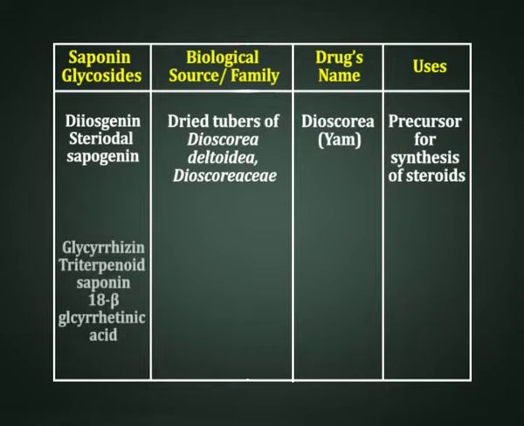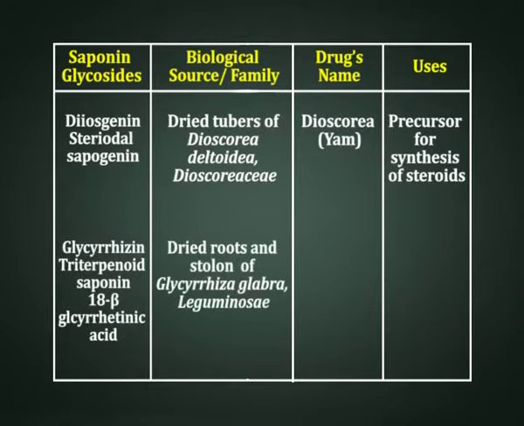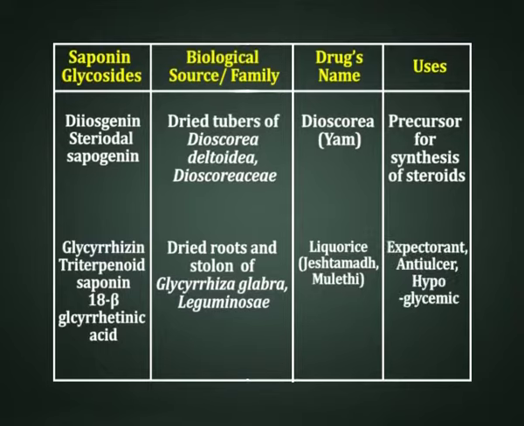Once again, we have glycyrrhizine, which is a triterpenoid saponin coming from the roots and stolons of Glycyrrhiza glabra, commonly known as licorice, jeshmad or muletti from the family Leguminosae. They are being utilized as expectorant, anti-ulcer and even hypoglycemic agents.